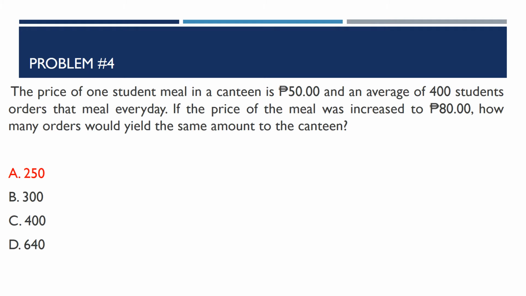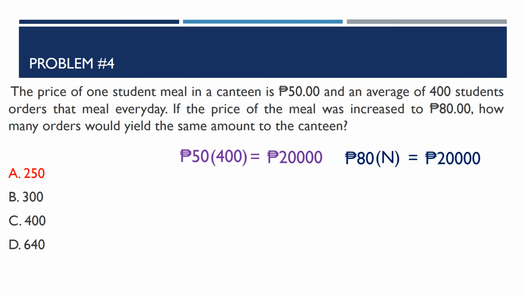Now how do we get this? So let us analyze the problem. The price of one student meal in a canteen is 50 pesos, and there are an average of 400 students that order the meal every day. So that's 400 students times 50 pesos. So it's a total of 20,000 pesos. That's the total amount of order. And then we want to know how many orders if the amount is increased, and the total is still the same. It's 20,000 pesos. So let us solve it.